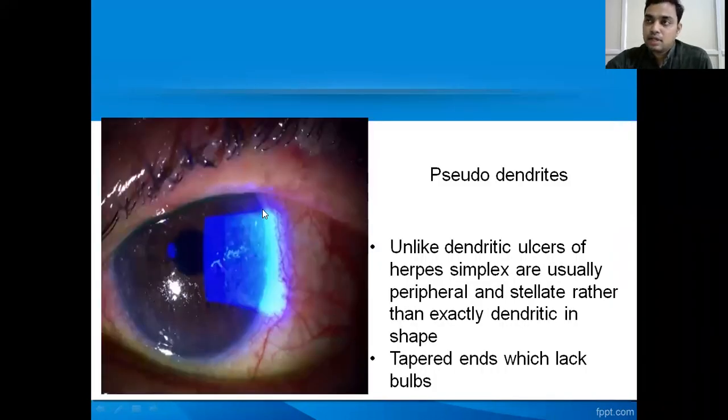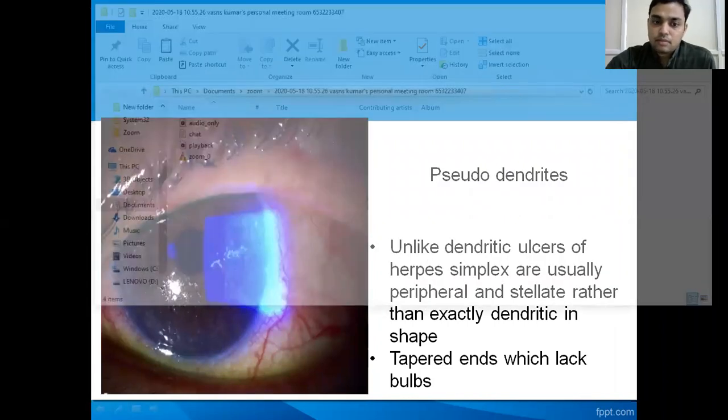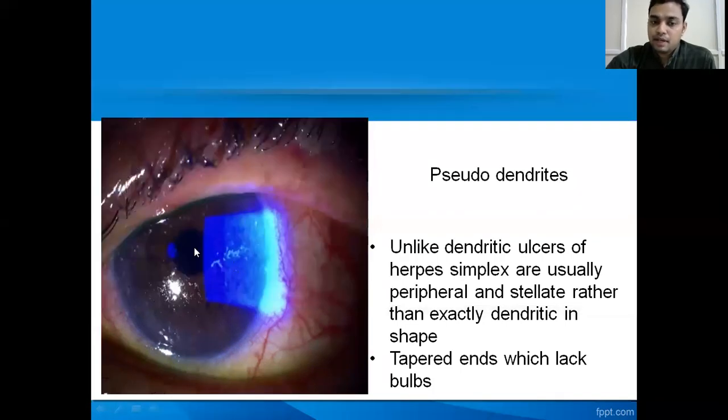So what is the difference between the dendritic ulcer and pseudodendrites? There we see branches with bulgings at the end of the branches. Here we see tapered branches arranged in a stellate pattern. So these usually present at the periphery, unlike dendritic ulcers, which may present at the center. These pseudodendrites are present at the periphery, and they are arranged in a stellate pattern, and the ends of the branches of the pseudodendrites are tapered. They have sharp ends, whereas in dendritic ulcer we see bulged ends. We call them knobs. So this is about pseudodendrites.